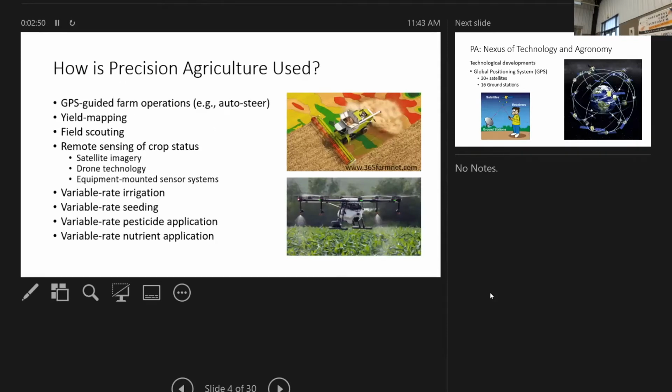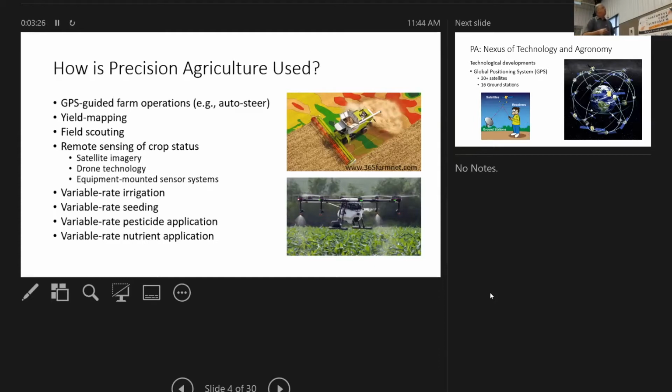There are a lot of different ways to use precision ag, from just basic GPS guided steering, which I really wish I had when I was a kid. I lost a lot of sleep over the crooked rows I made. To yield mapping, field scouting, remote sensing, satellite imagery, drone technology, equipment mounted sensors, and then variable rate applying a lot of these inputs.